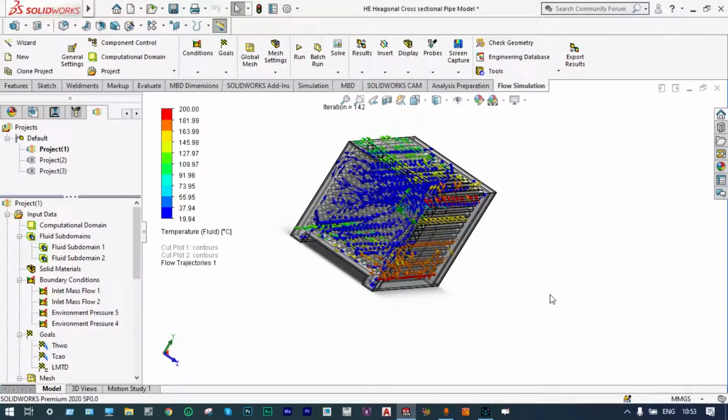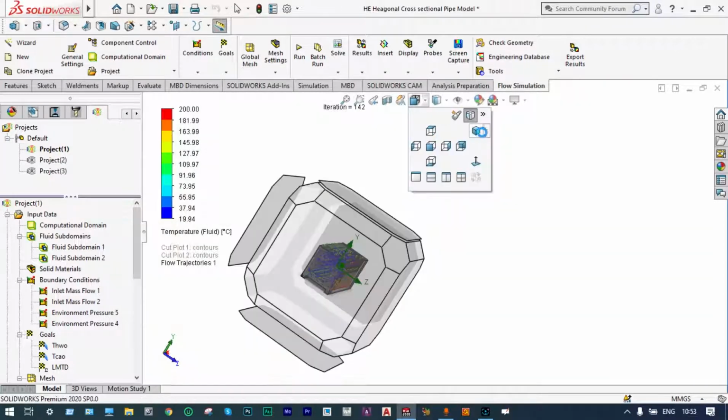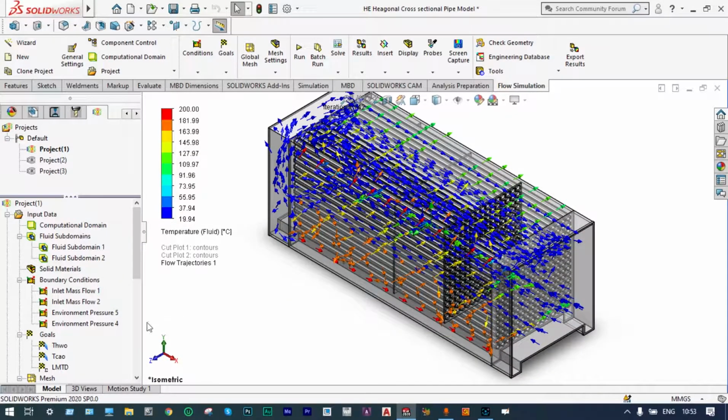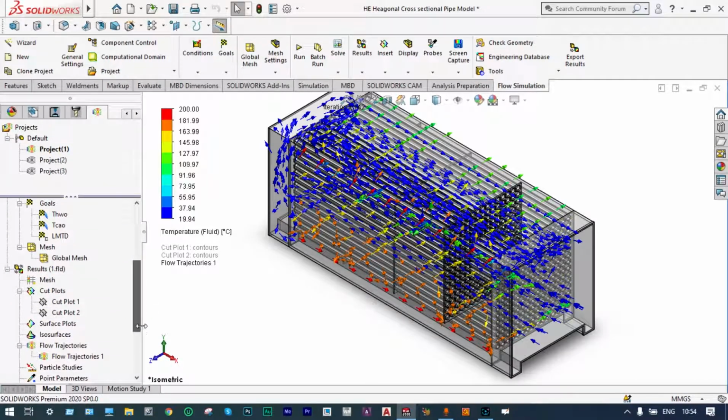So these are the dynamics of flow particles. You can see in a better way. Let us see the isometric view. So this is the dynamics of flow particles. You can see in the form of an animation. Let's play the animation.